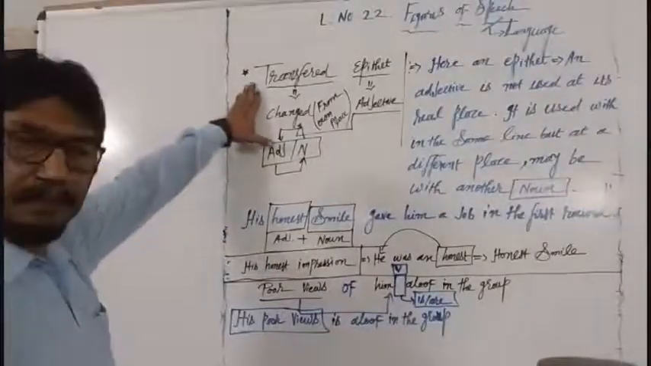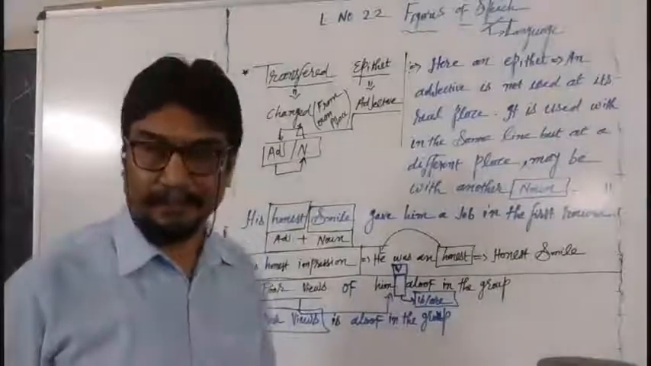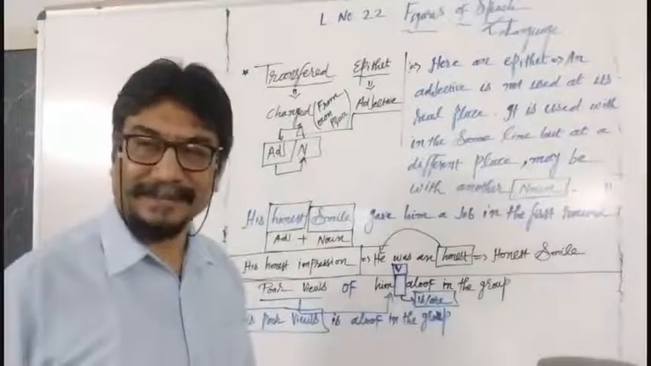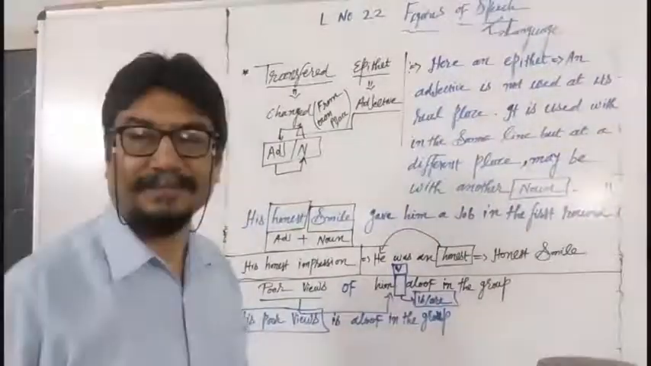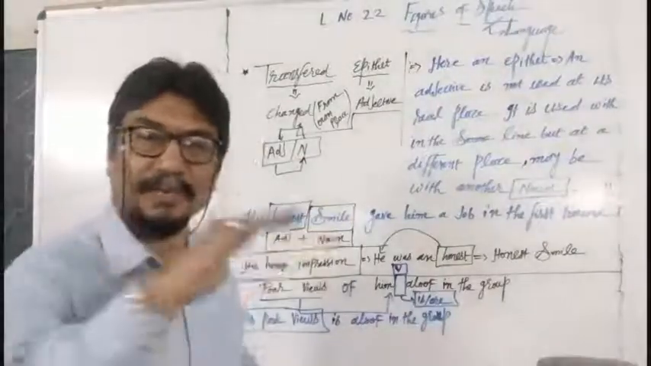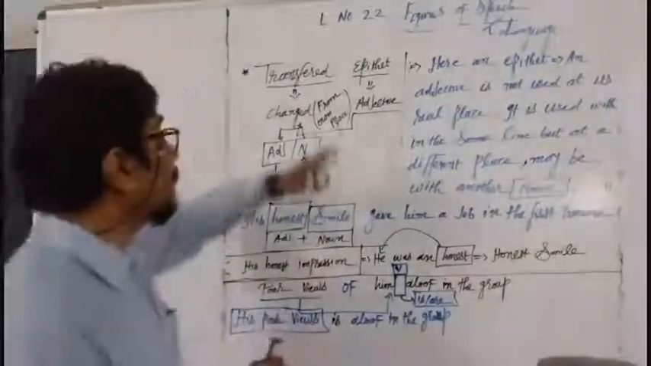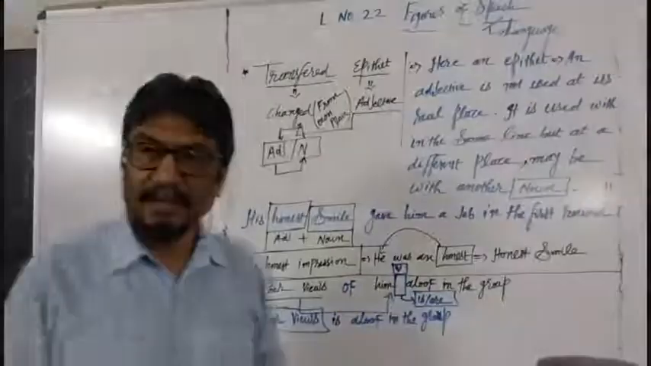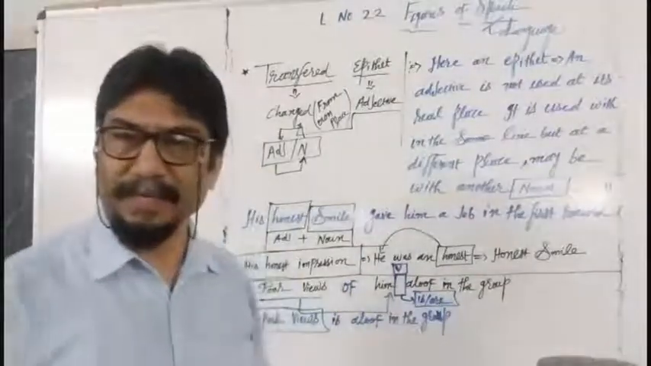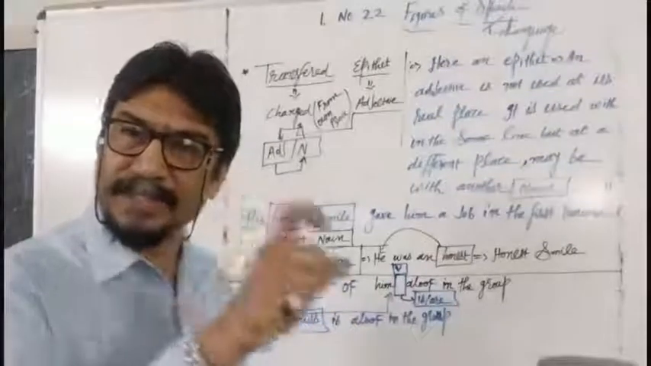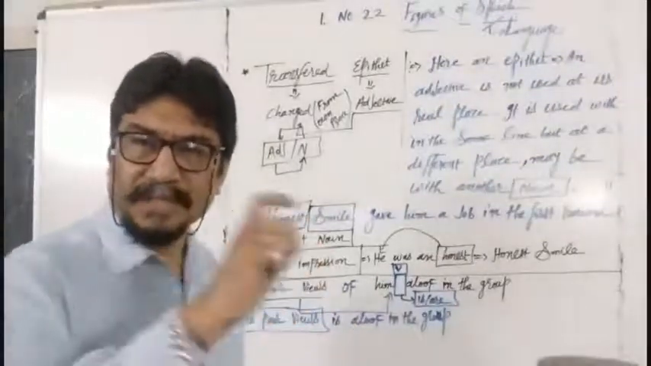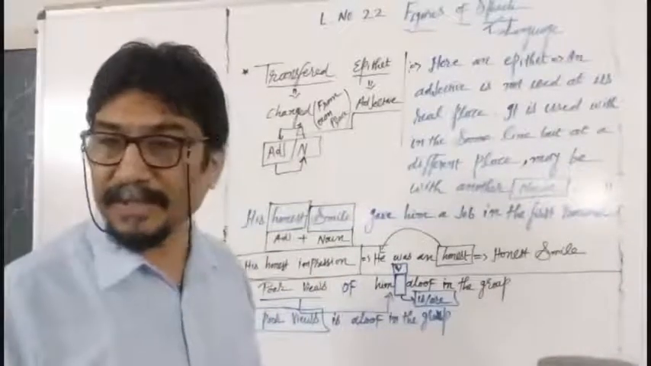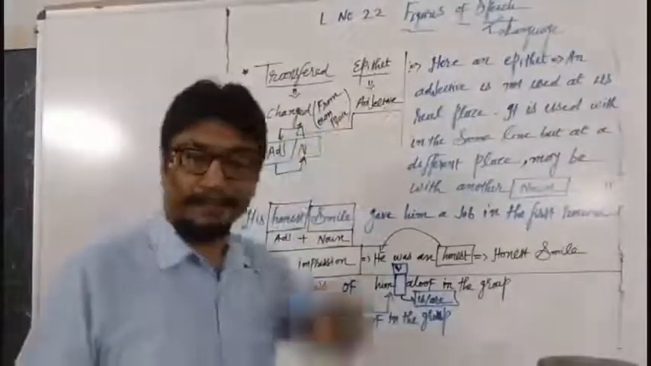The next figure of speech is transferred epithet. I got transferred from here to there, means I shifted from here to there. The word transfer means from here to there, there to here. The next word is epithet. Epithet is equal to adjective. What is the meaning of adjective? We have already completed it. A word or a phrase that explains the noun, describes the noun, describes the characteristic of the noun, is known as an adjective. Another name of adjective is epithet.